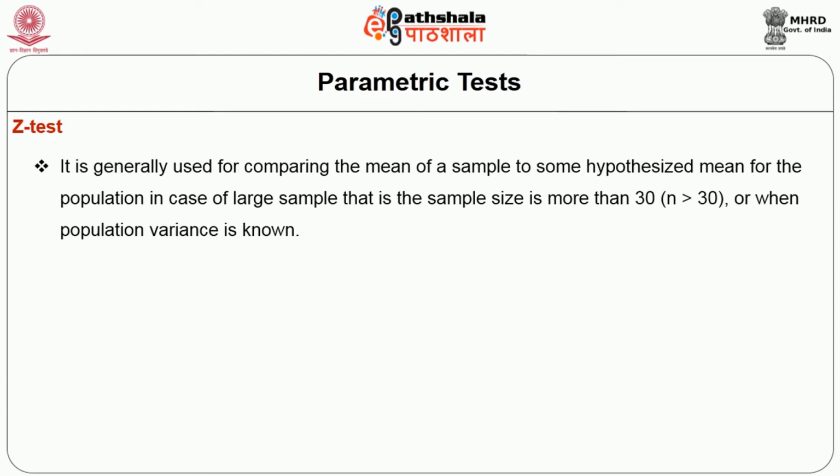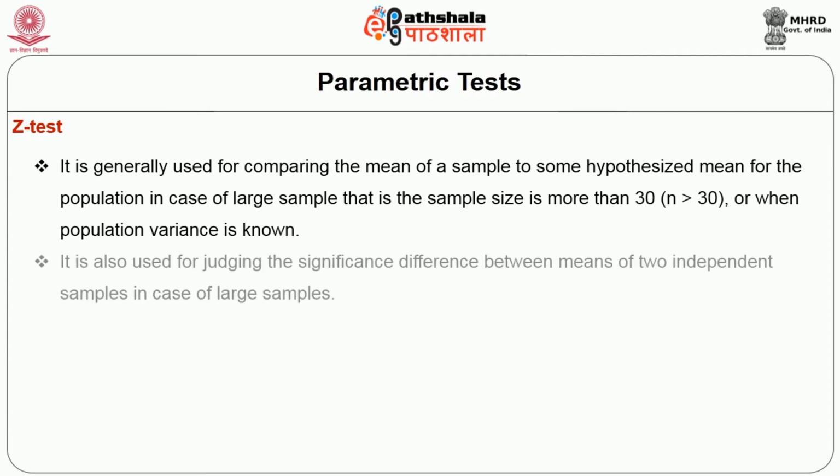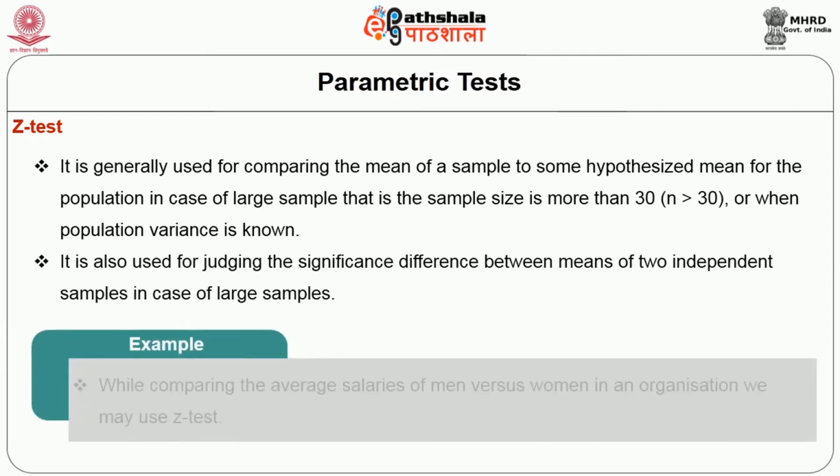Z-test is generally used for comparing the mean of a sample to some hypothesis mean for a population in case of large samples, that is, the sample size is more than 30, or when the population variance is known. It is also used for judging the significant difference between means of two independent samples in case of large samples. For example, while comparing the average salaries of men versus women in an organization, we may use z-test.